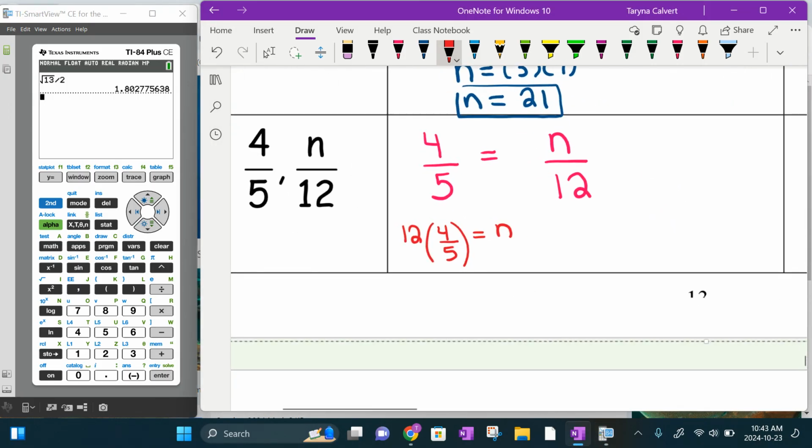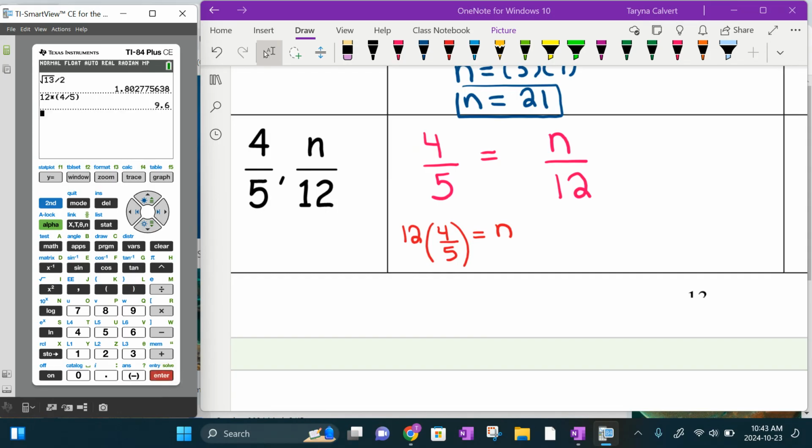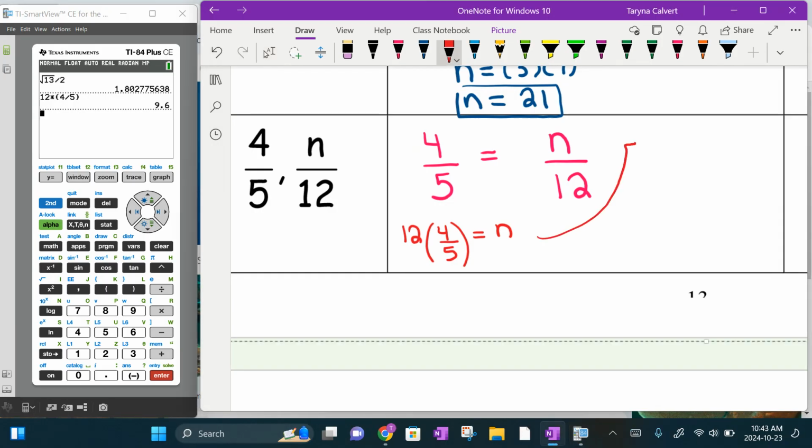Right, so then we can go 12 times 4 divided by 5. So 9.6. So it's a terminating decimal, so you can leave it as a decimal.